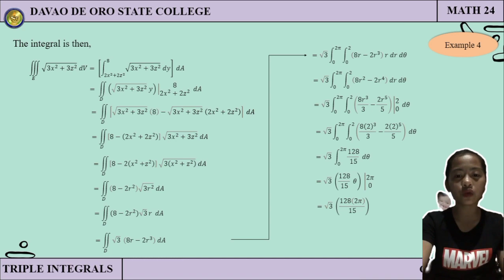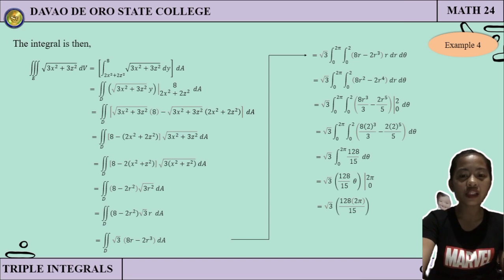Now, since we are going to do the double integral in polar coordinates, let's get everything converted over to polar coordinates. The integrand is square root of 3 times the quantity x squared plus z squared, times 8 minus the quantity 2x squared plus 2z squared, which equals square root of 3r squared times 8 minus 2r squared. This is equal to square root of 3r times the quantity 8 minus 2r squared. In this case, we just substitute x squared plus z squared with r squared.